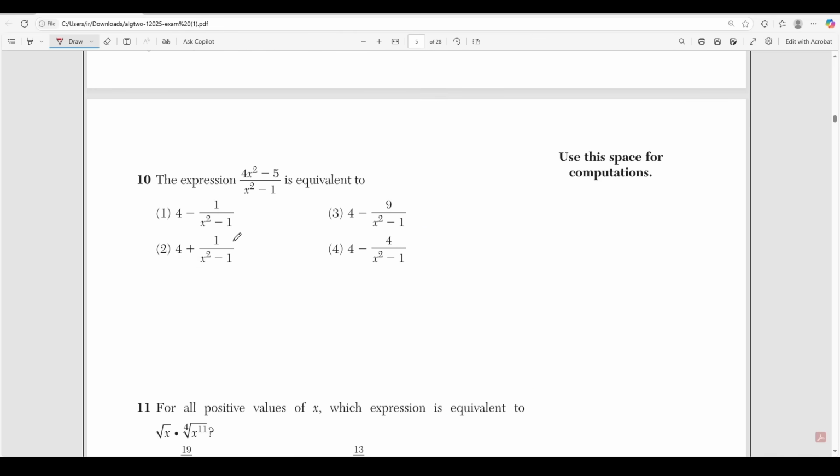All right, number 10 asks us to, again, evaluate this division here. So remember that the numerator goes inside of the division symbol and the denominator goes on the outside. So we'll go ahead and do 4x squared minus 5 divided by x squared minus 1, and we'll go ahead and divide it. How many times does x squared go into 4 times x squared?